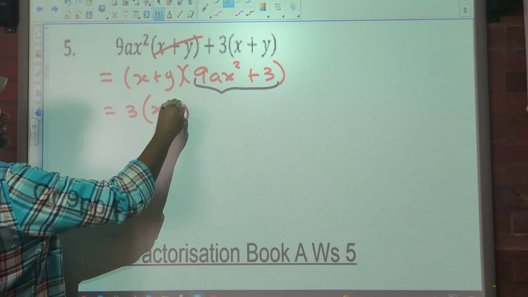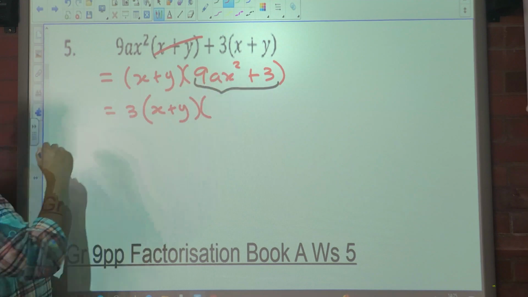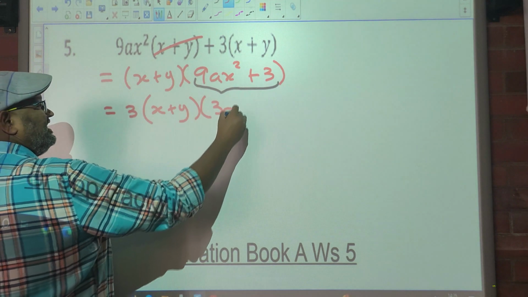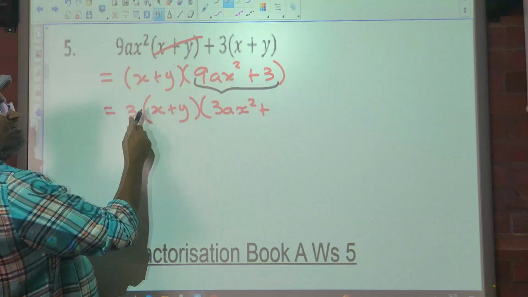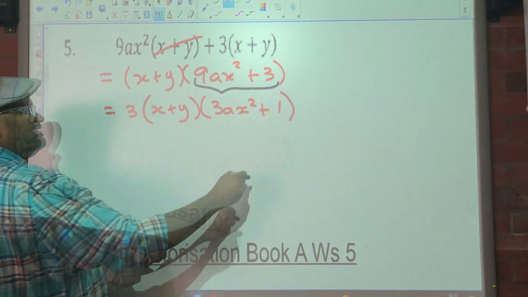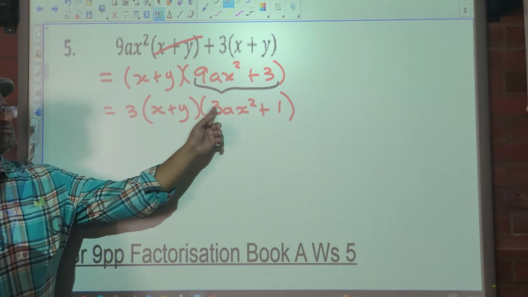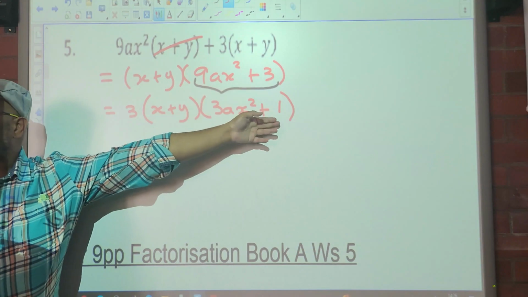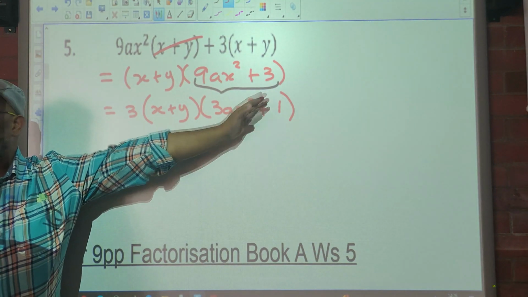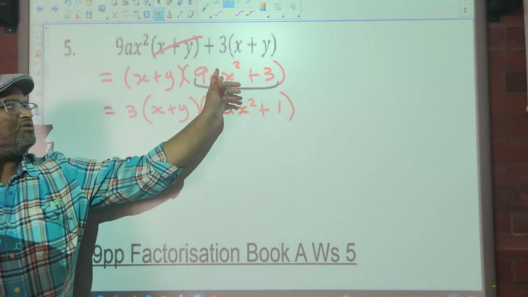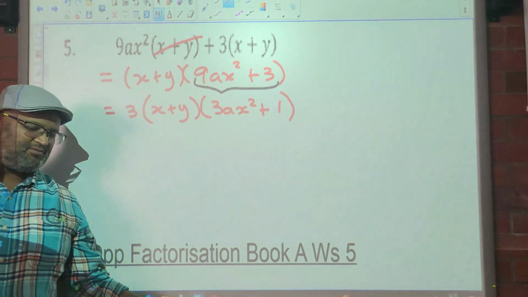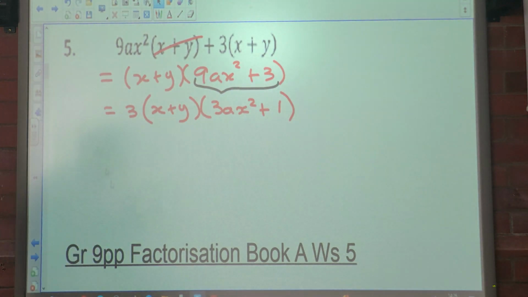It is 3 into 3ax squared plus 1. What is 9ax squared divided by 3? 3ax squared, yes. What is 3 divided by 3? 1. And again you can test: 3 times 3ax squared is 9ax squared, 3 times 1 is 3. You see where this 1 is coming in? If we had left it blank, you would have only gotten the first term. So you must have the 1. Whenever you take out the whole term as a common factor, you are always left with 1.